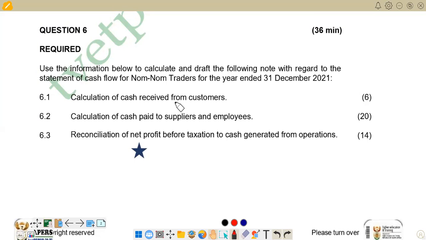Hello there. Welcome to Financial Accounting N4. Still on question paper from November 2022. Right now, we want to look at question 6, and question 6 is on statement of cash flow.